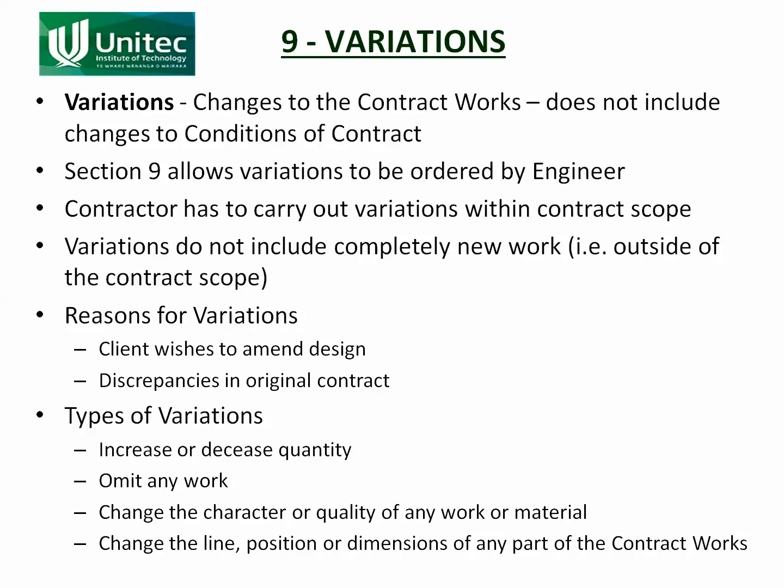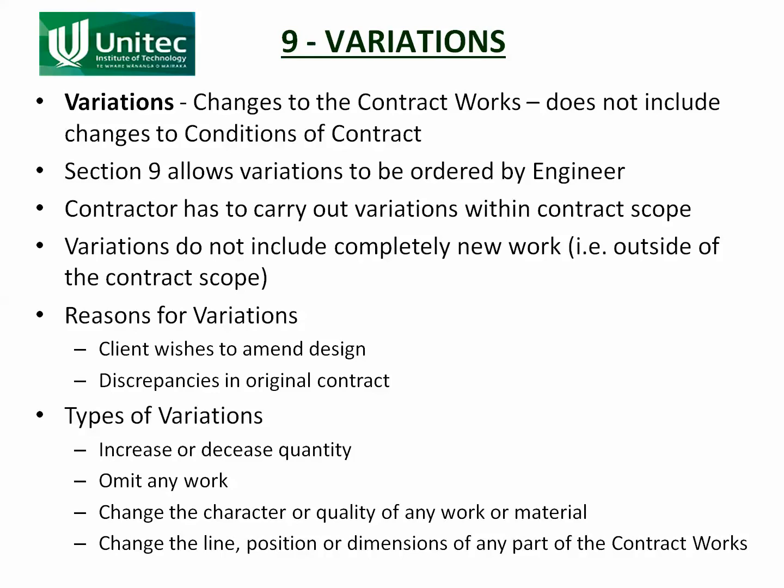You can also omit any work. You might decide we only need a footpath on one side of the road, so we're going to omit the other one. We're going to remove that from the contract, and so the contractor doesn't have to build it anymore. Change the character or quality of any work or material. The original agreement was that the footpaths were going to be made out of concrete. You might decide, oh, we want it a bit more classy, we're going to make it out of paving stones, for example.